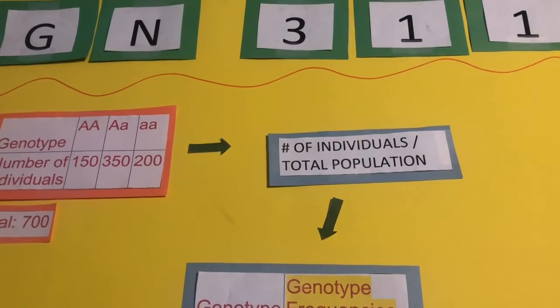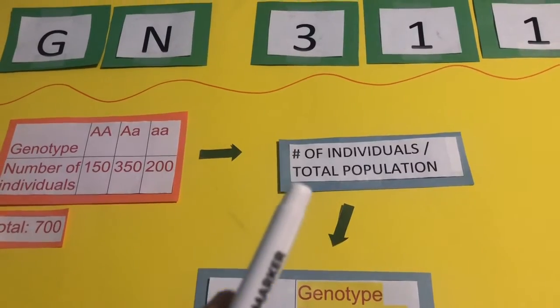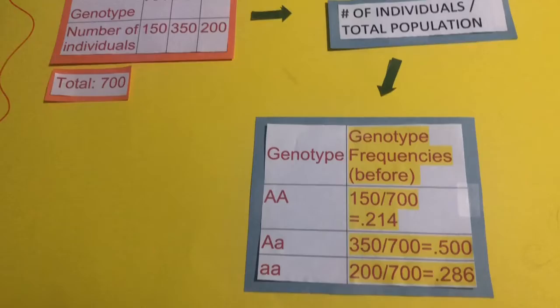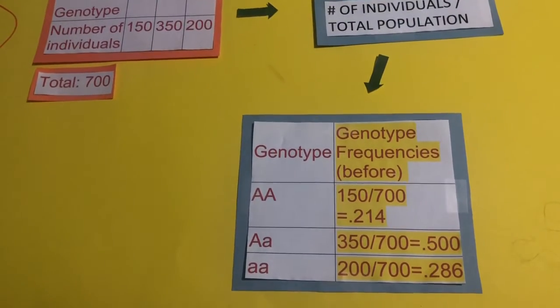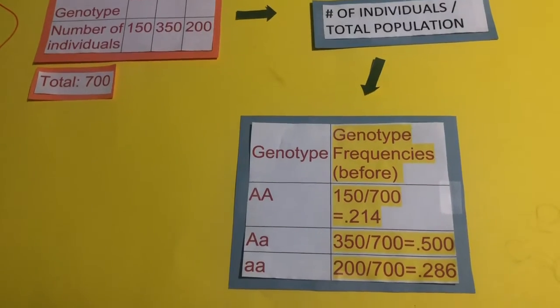To calculate genotypic frequencies, you need to divide the number of individuals per genotype by the total population. So for the frequency of big A, you would take 150 divided by 700, which would equal 0.214. Similarly, you would do that for the rest of the other genotypes as well.